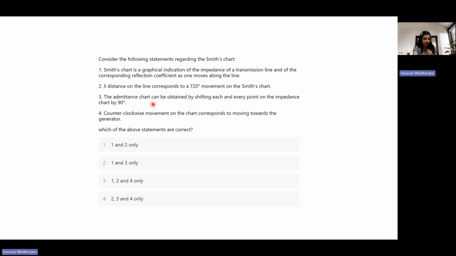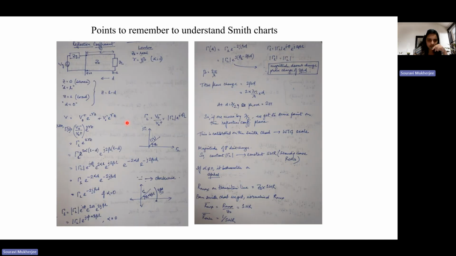So this point is not correct. The admittance chart can be obtained by shifting each and every point on the impedance chart by 180 degrees. Now the next point is: counterclockwise movement on the chart corresponds to moving towards the generator. So what does it mean?